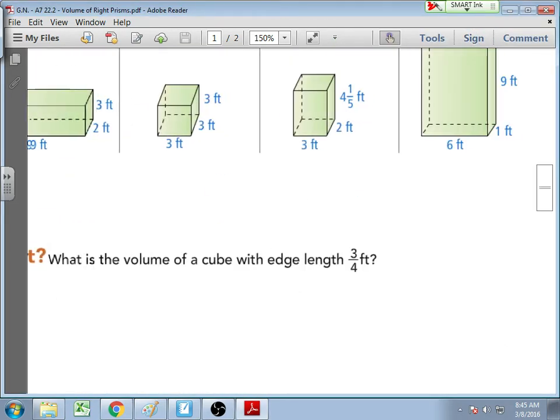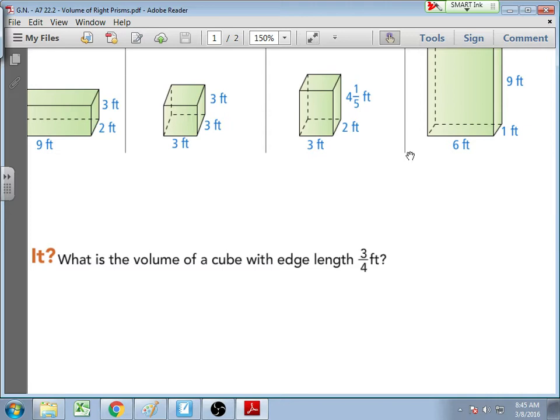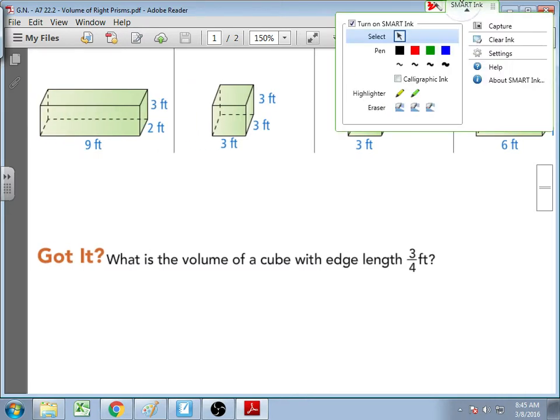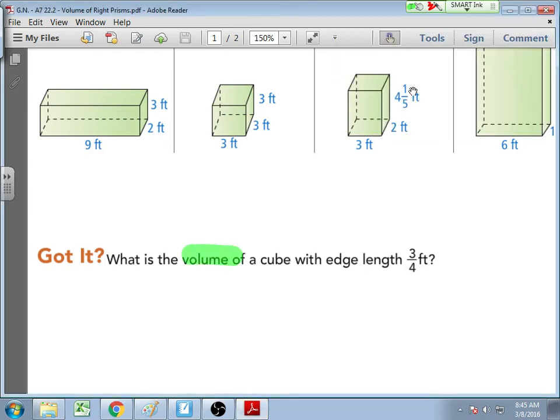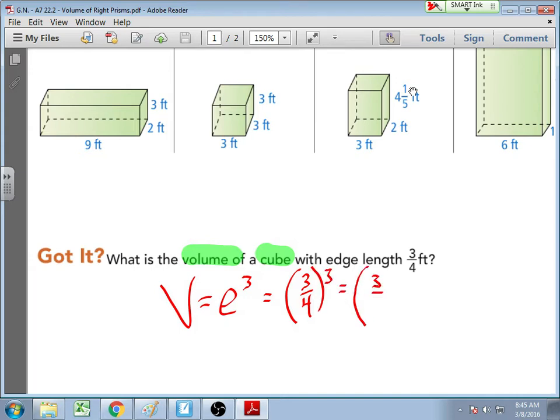Moving on again, what if it tells me, and this is almost the same exact thing as yesterday, except now we're again solving volume instead of surface area. So again, it's a cube, so we use our cube formula. Volume is going to equal your edge length cubed, which again, I plug in my edge length of 3/4, and I'm going to cube it, which cubing something just tells you to multiply it by itself 3 times total.